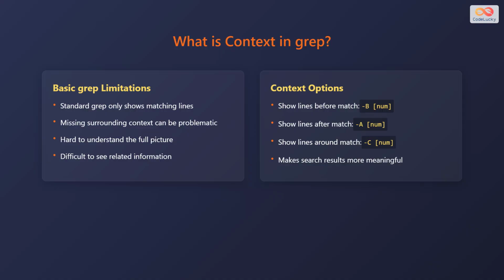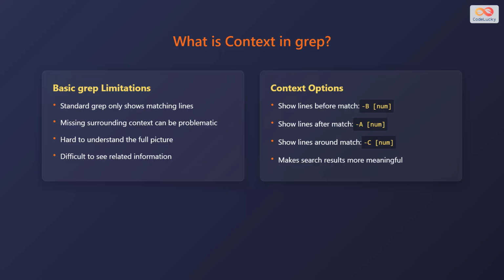First, let's discuss the limitations of basic grep. Standard grep only shows the lines that match the specified pattern. The missing surrounding context can be problematic, making it hard to understand the full picture. It can also be difficult to see related information. To address this, grep provides context options.